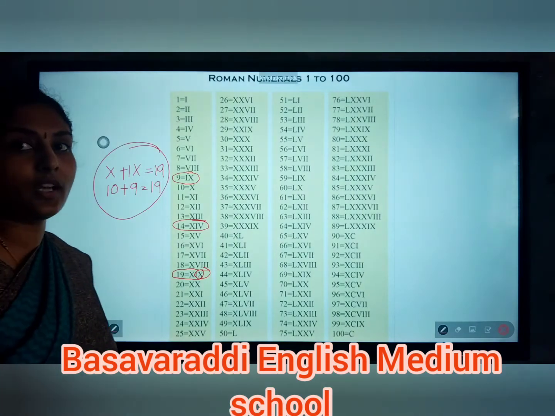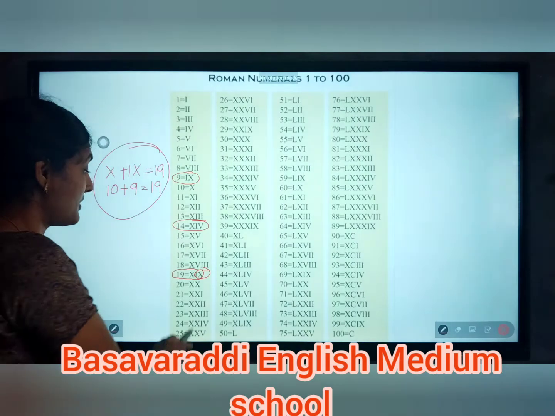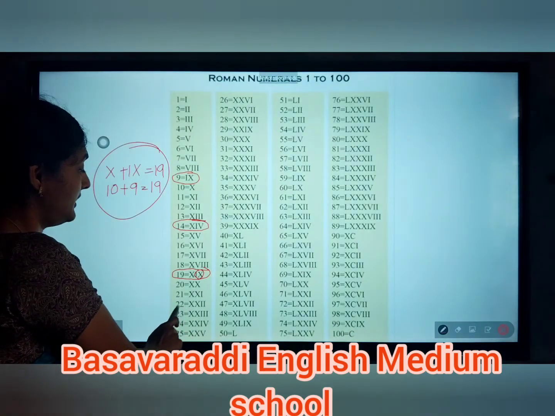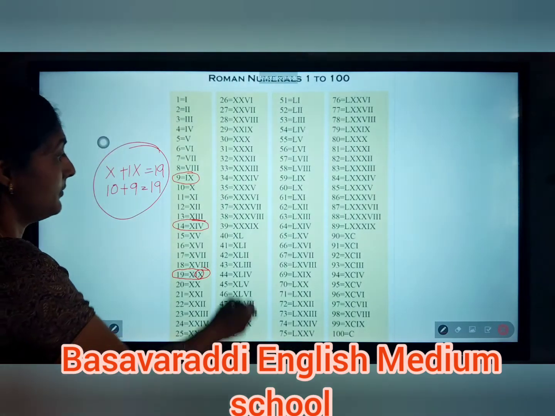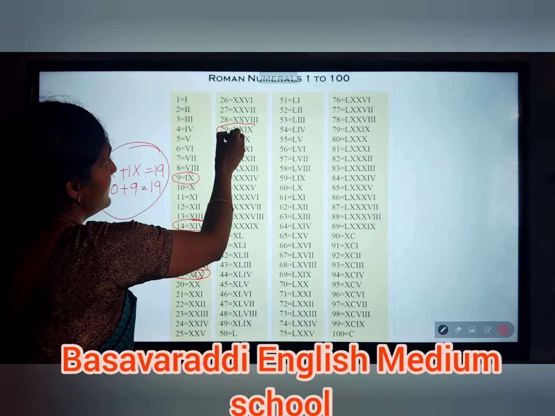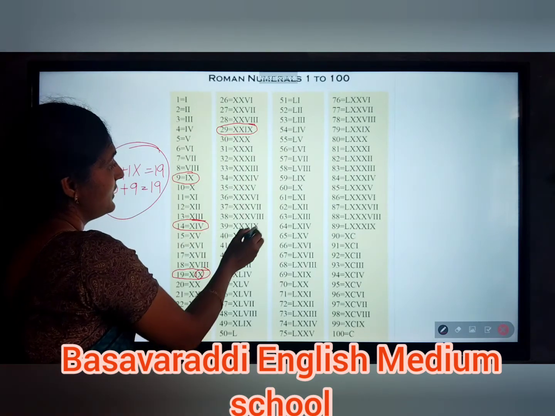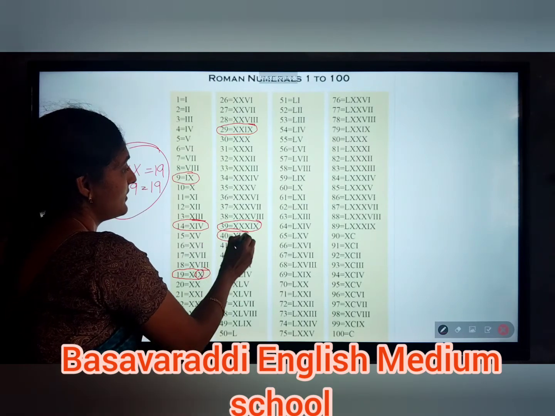Next move to the 20. How to write the 20? The XX, the X is repeated 2 times. Then 21, 23, 24, 25 and up to 100 here. So you have to remember some symbols. That is the 29. Then how to write the 39 and how to write the 40.